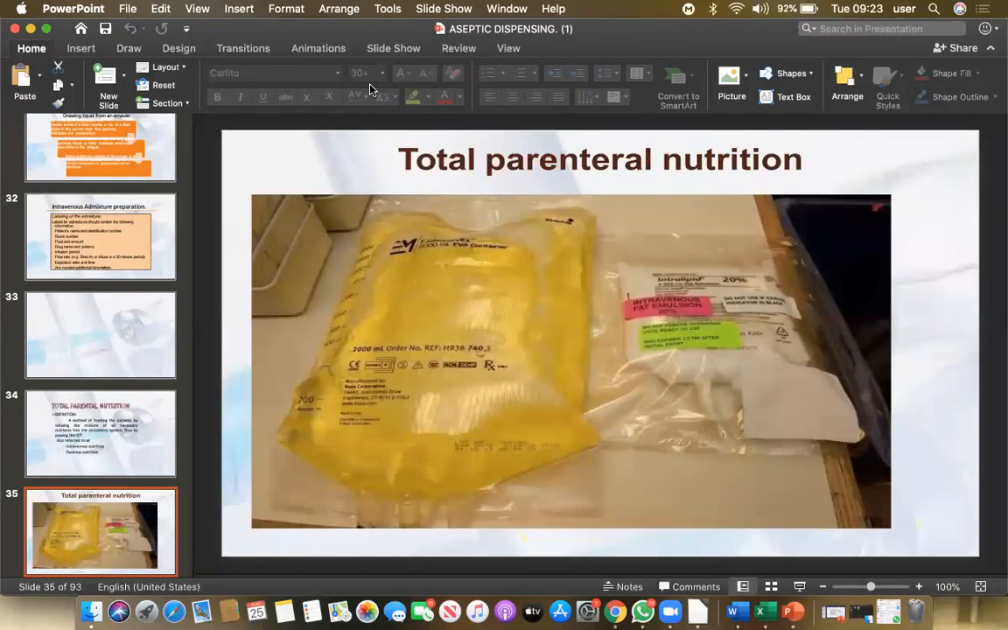You can see the total nutrition bag, how it is supplied. You have seen that IV infusions mostly have up to 1 liter volume, but here the volume is more than 1 liter, mostly up to 3 liters can be administered to a patient, which contains all types of nutrients required for a healthy person.